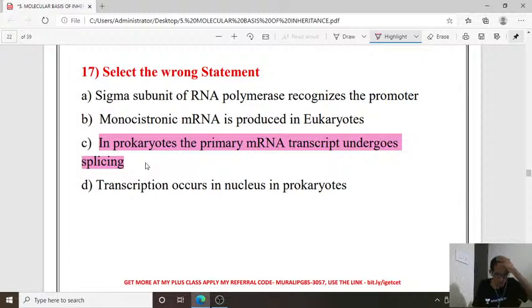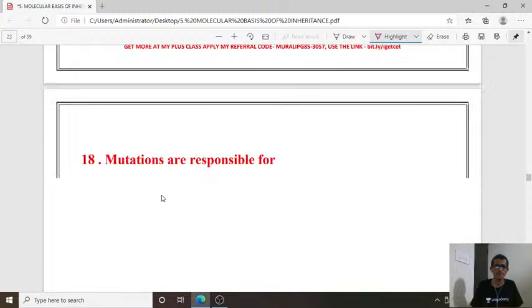Manohar. So it says in prokaryotes, the primary mRNA transcript undergoes splicing. In prokaryotes, there is no splicing. There is no intron-exon concept. Only exons are there. All are coding sequences in the case of prokaryotes. In prokaryotic gene expression, all the genes are exons, the coding sequence. There is no splicing phenomenon, no processing of mRNA. So the wrong statement is C.